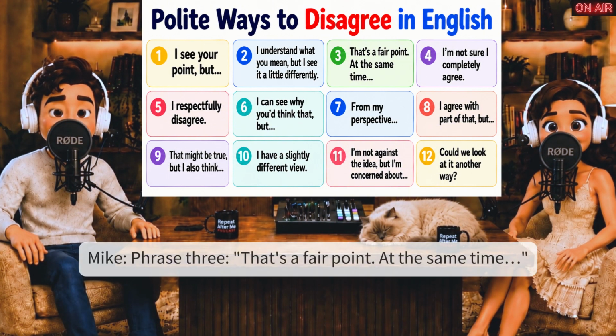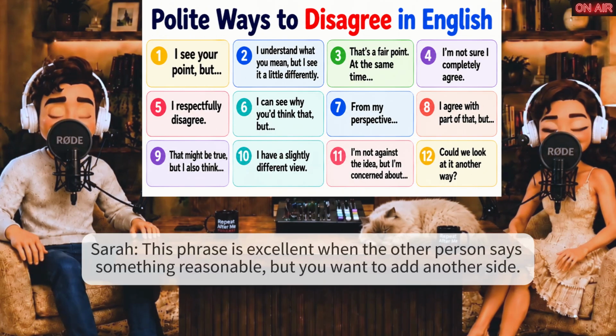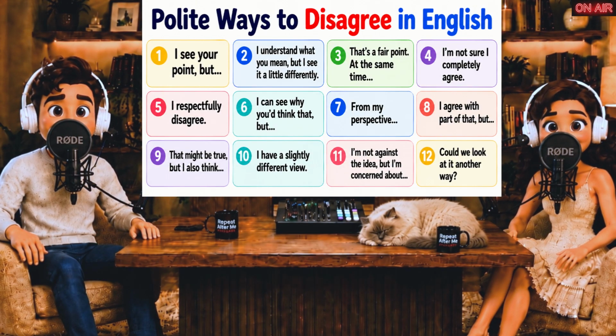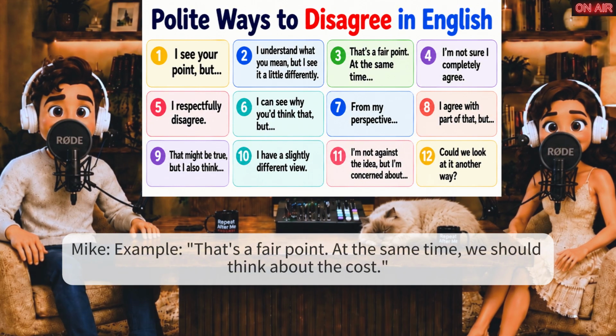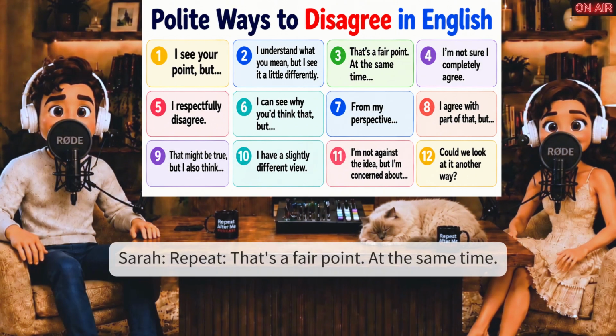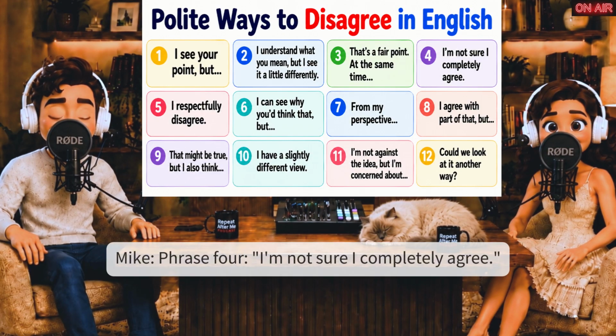Phrase 3. That's a fair point. At the same time. This phrase is excellent when the other person says something reasonable, but you want to add another side. Example. That's a fair point. At the same time, we should think about the cost. Repeat. That's a fair point. At the same time.